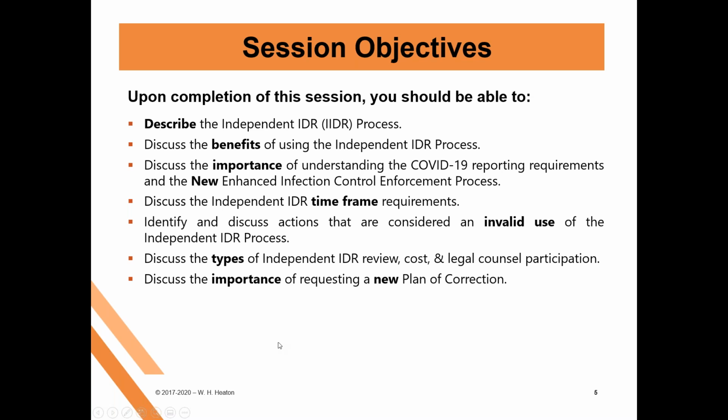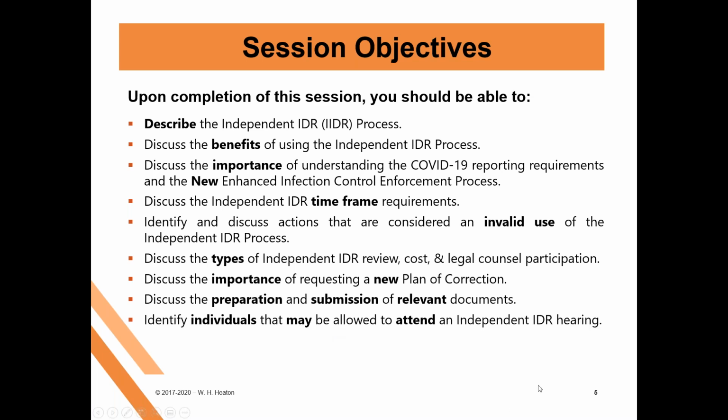We'll look at things depending on what the outcome of the independent IDR is. If you're successful, it's vitally important that you request a new plan of correction and a correction made to the public record. We're also going to go through what it means to prepare and submit the relevant documents for an IIDR, to ensure that you've got all of your ducks in a row and you're leading them down the primrose path of your argument.